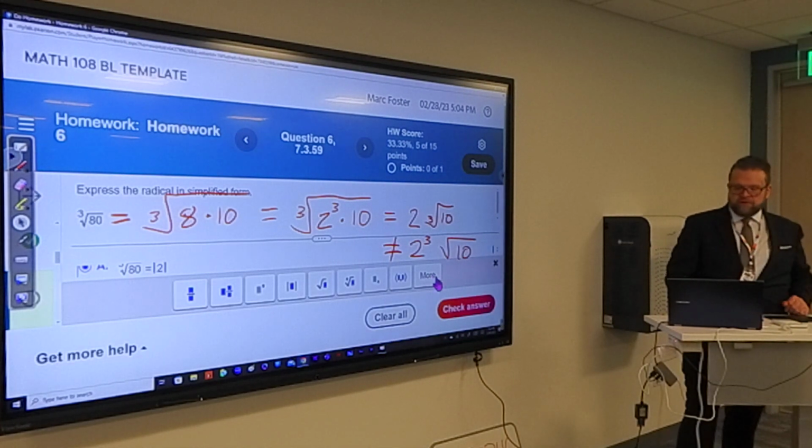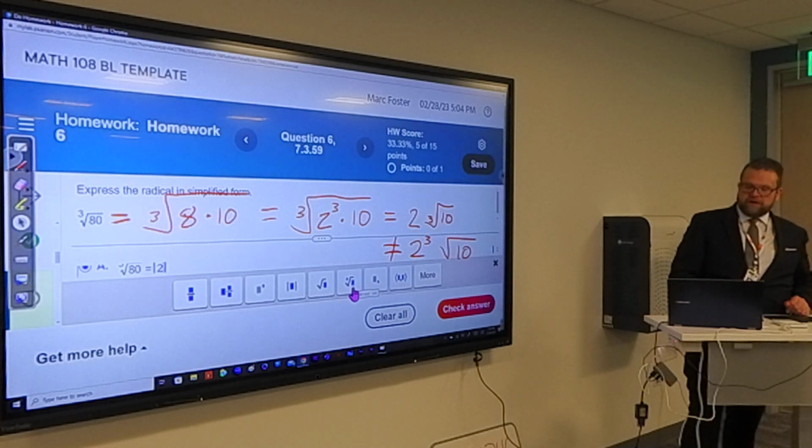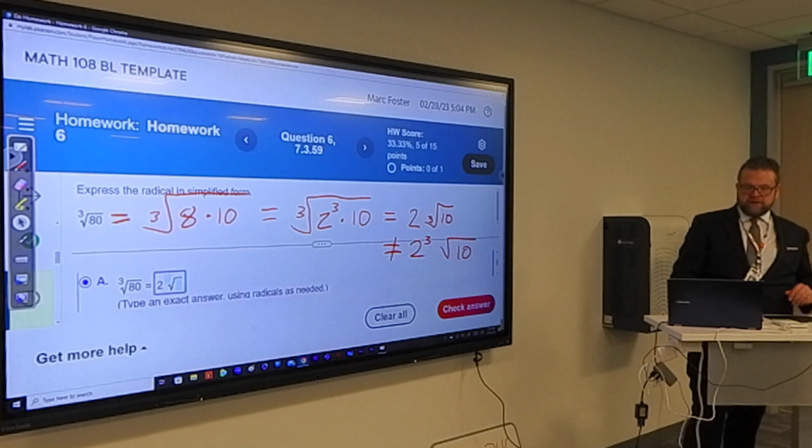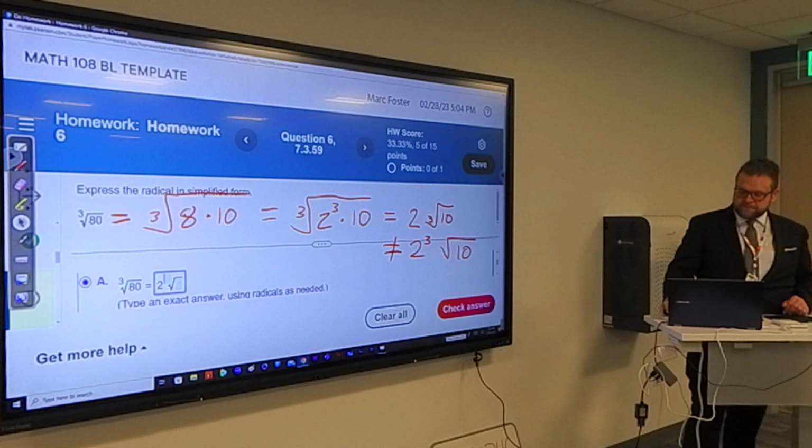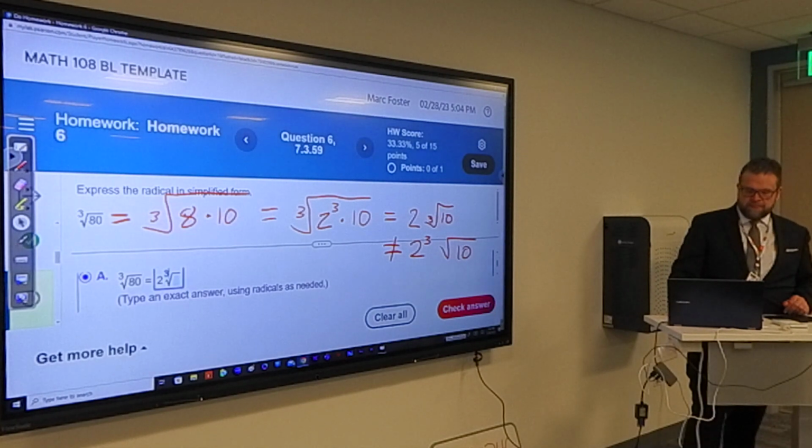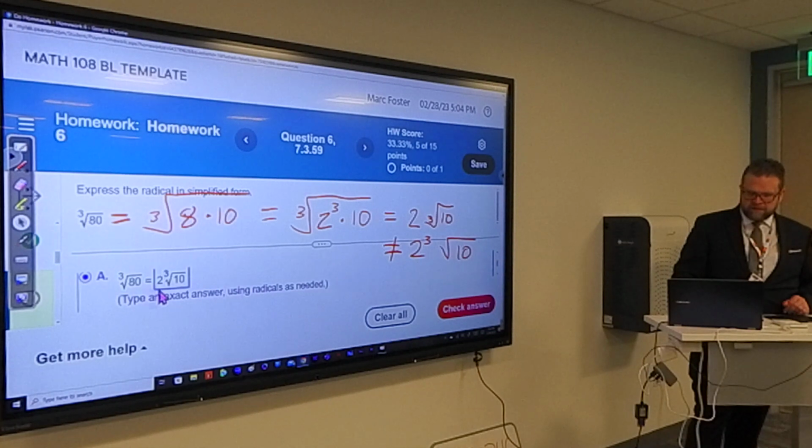So I will type my 2 and then use this tool right here, the nth root tool. And it gives me a blank template where I can put the 3 as the index and the 10 down here. Now right next to it I will type, or maybe here right before.